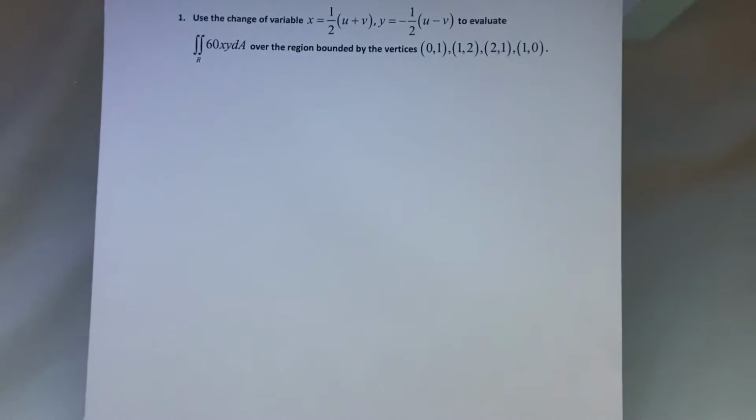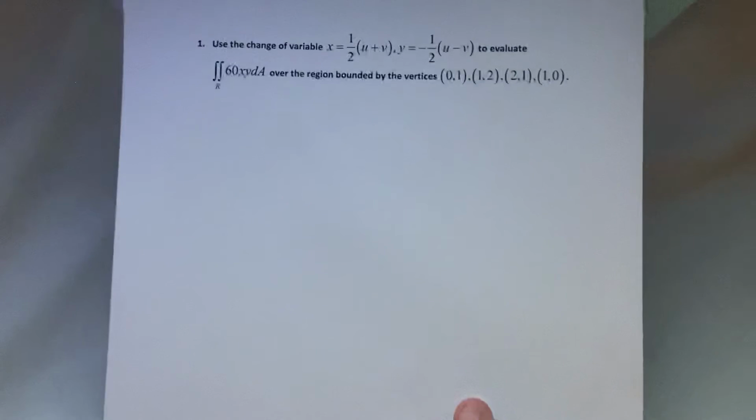So we'll do 1 and 2 in 2 videos. First we'll do 1. Use the change of variable x equals 1/2 (u plus v), y equals negative 1/2 (u minus v), to evaluate the double integral of 60xy dA over the region R with vertices (0, 1), (1, 2), (2, 1), and (1, 0).